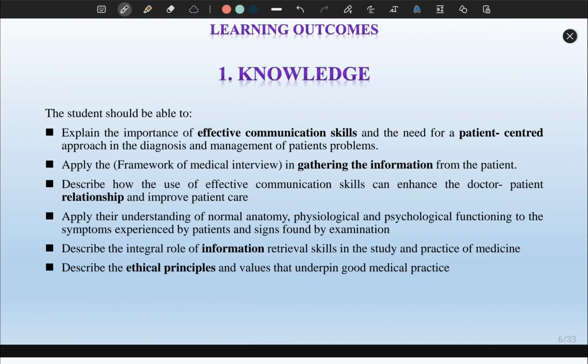OSCE station. How you start interview with this patient.